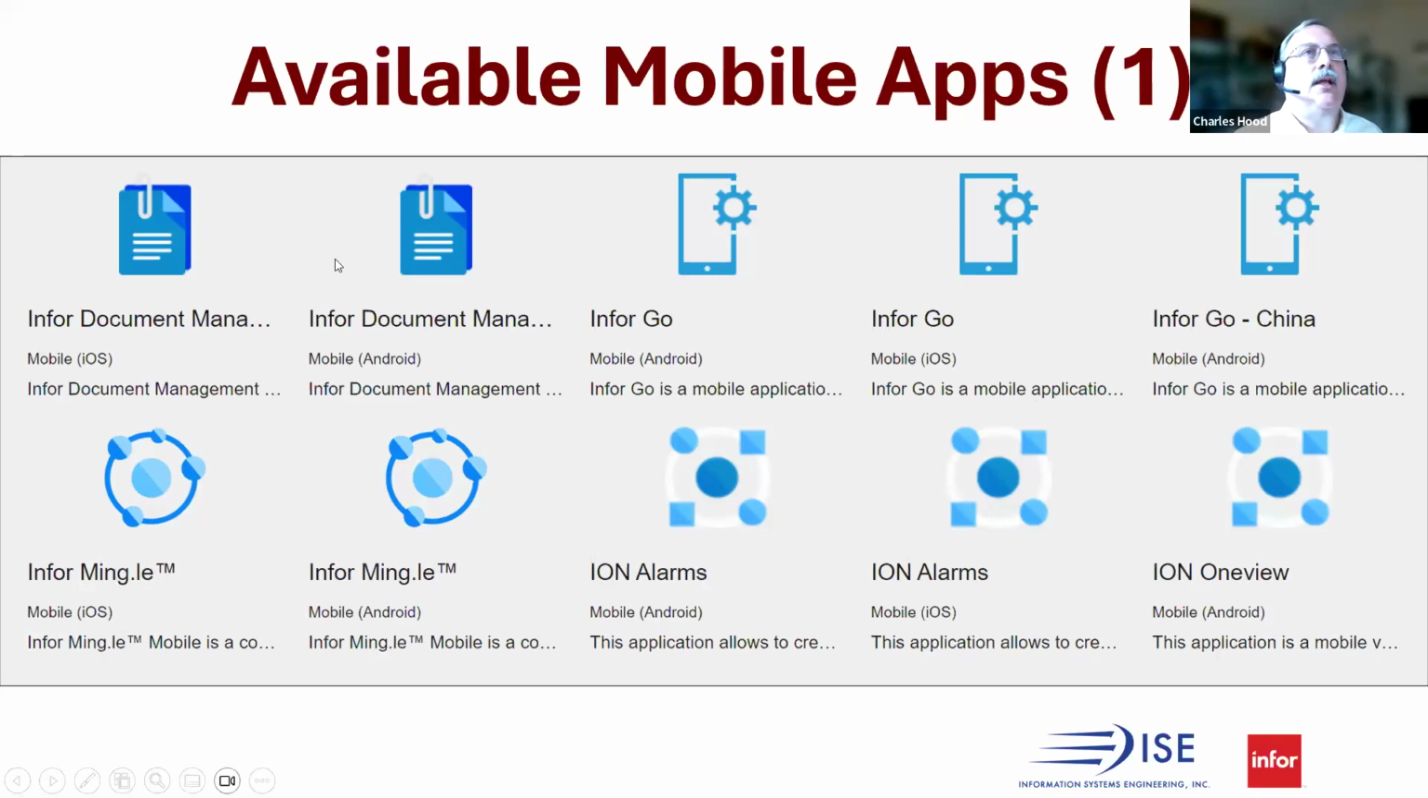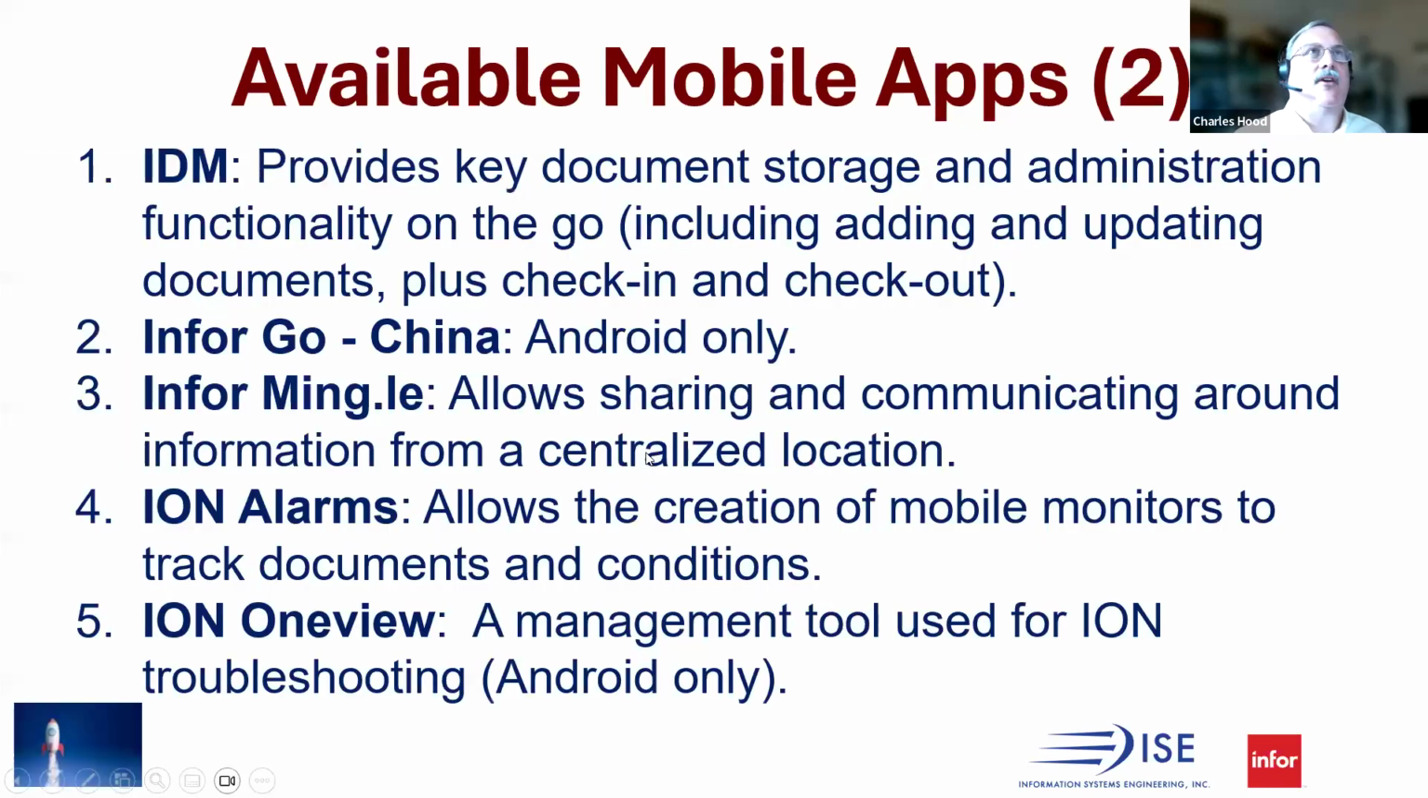There's Infor Mingle. Again, since I have tasks, alerts, and notifications in IDM, I tend not to use Infor Mingle. I haven't ever really set up alarms in Ion. It's just not something I've ever been requested to do. I know where you can do that, but I haven't done it. And then I sure would like it if Ion OneView was available on Apple iOS. But anyway, it is for Android, so that's good. So here's that list again: IDM has its app, Infor Go China, Infor Mingle, Ion Alarms, and Ion OneView.